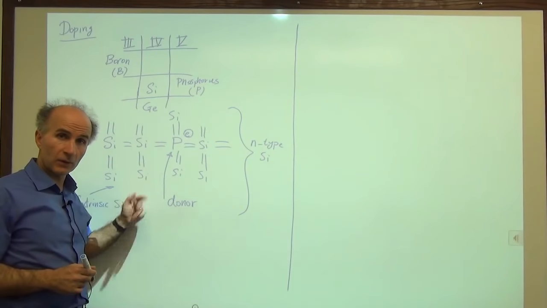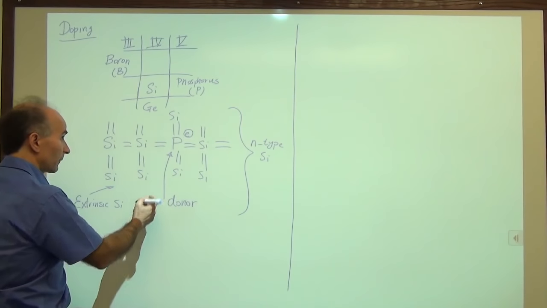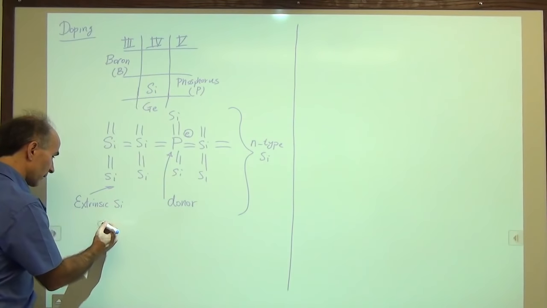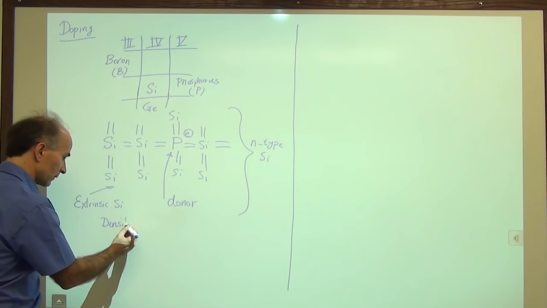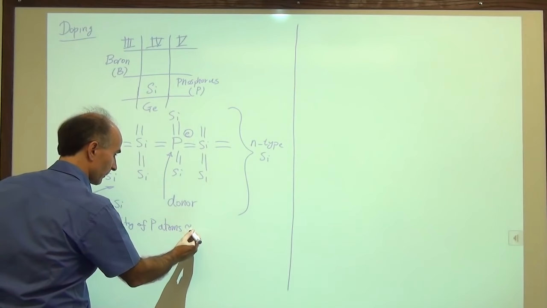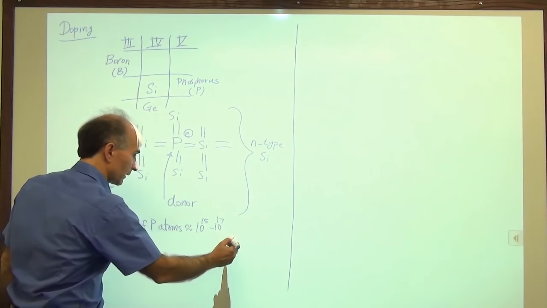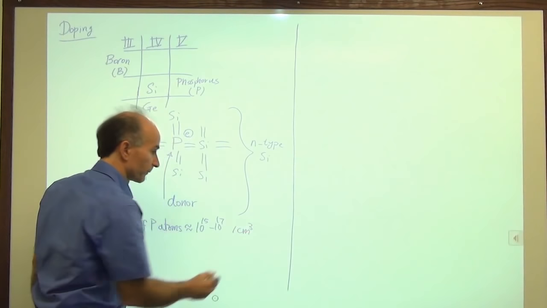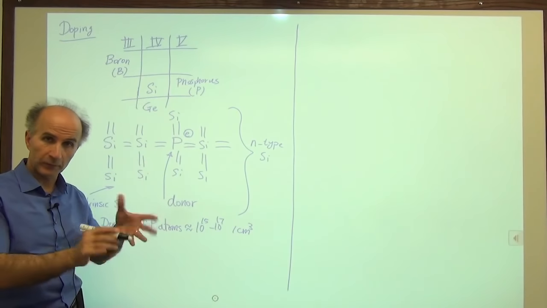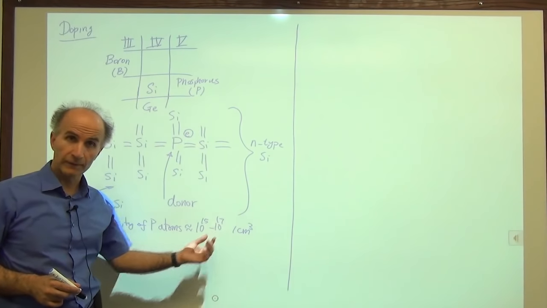What's interesting about the situation is that now we can say that if we introduce lots of these phosphorus atoms, a typical number is as follows. So density of phosphorus atoms is about 10 to the 15 to 10 to the 17 per cubic centimeter. So when we dope silicon, typically we choose a number in this range, depending on what we're trying to do. This is considered lightly doped. This is called heavily doped.